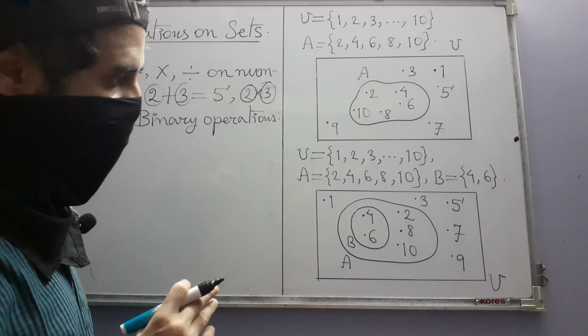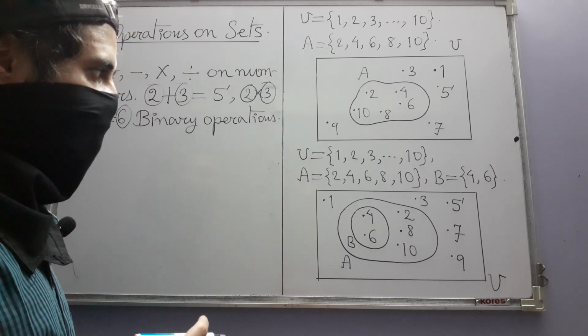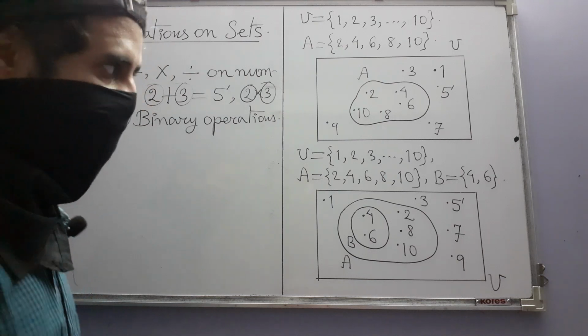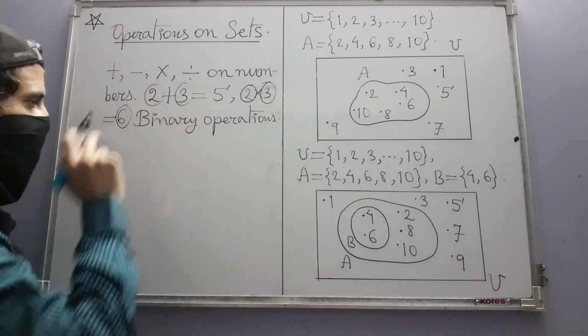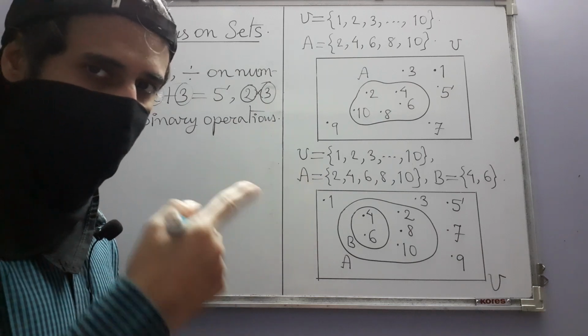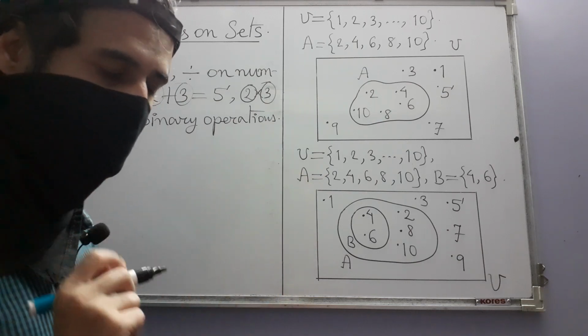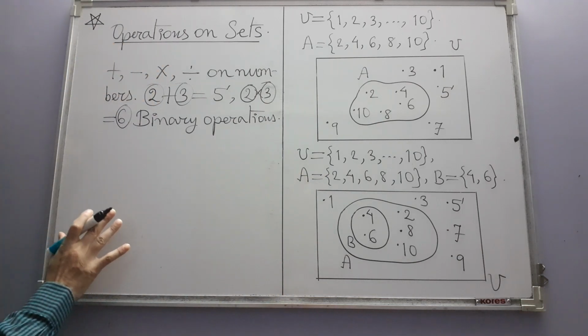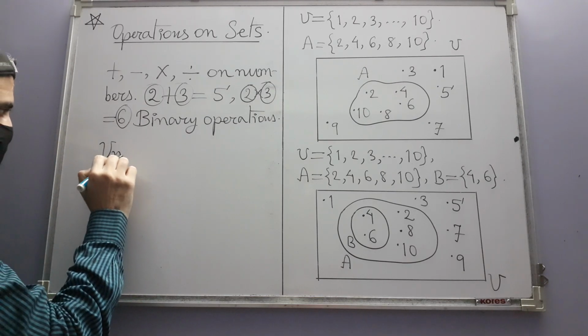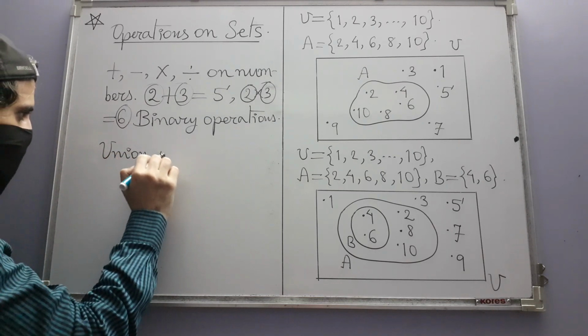Now, such binary operations on numbers have their counterparts in sets also. Here, the inputs are numbers. The inputs of these new operations that we are now going to discuss will be sets. So, the first such binary operation on sets is union of sets.